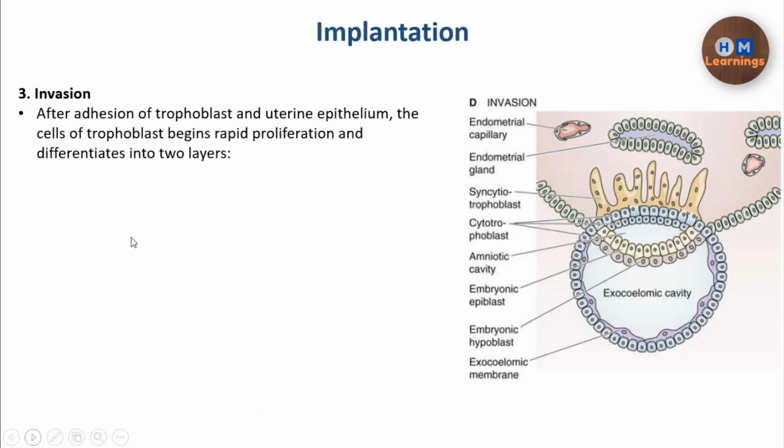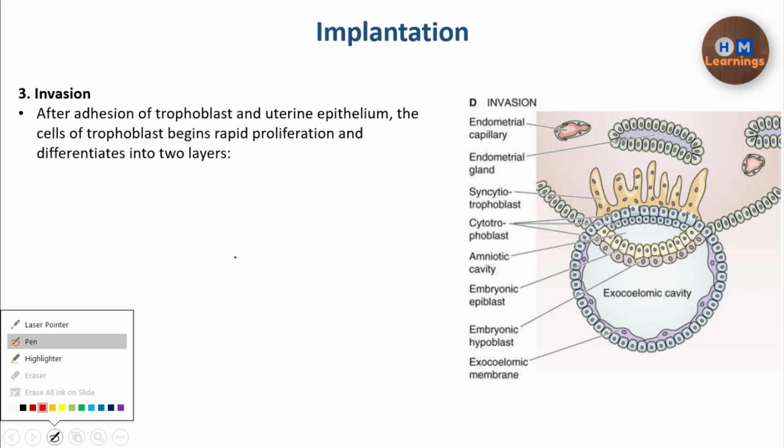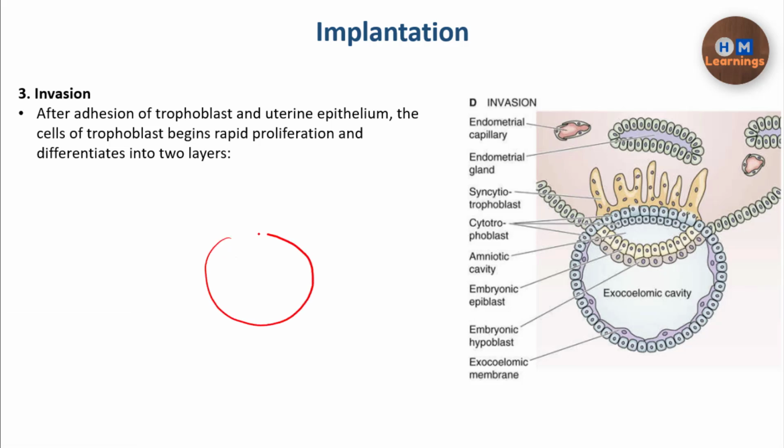In the invasion, just after the attachment of the trophoblast and the uterine epithelium, the cells of the trophoblast start dividing and differentiating to form two layers. If I draw the diagram to show you, these are the trophoblast cells, and imagine that they have attached to the uterine epithelium. Now they start dividing, so the number of trophoblast cells increases, and as they divide, they are also differentiating.